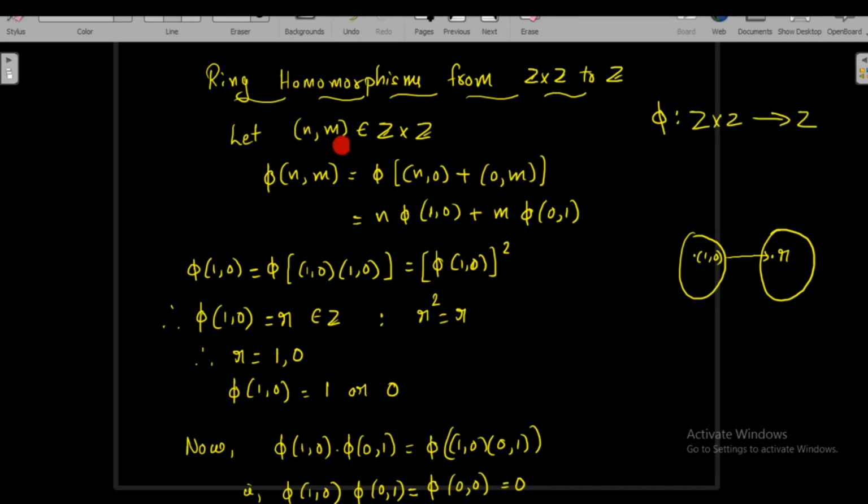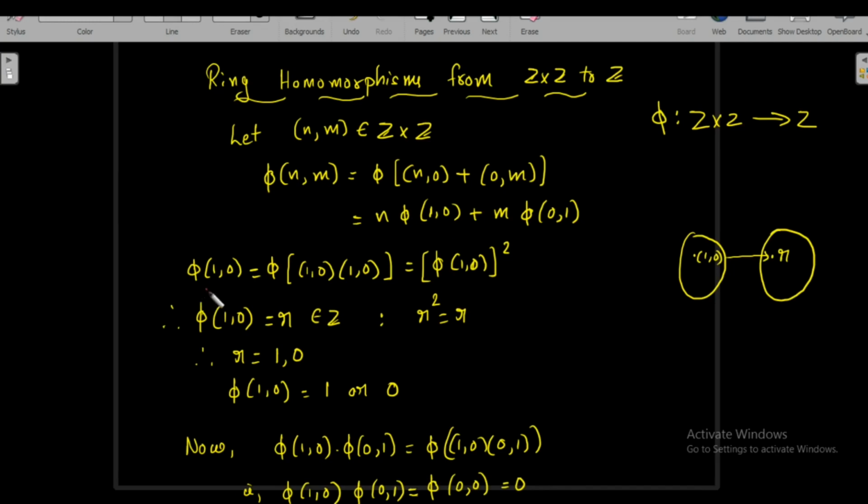So we have to choose an element (n,m) belonging to ℤ × ℤ, and we have to define φ(n,m). And what is φ(n,m)? It can be written as φ((n,0) + (0,m)). By the first property of ring homomorphism, this is equal to φ(n,0) + φ(0,m), which is equal to n times φ(1,0) plus m times φ(0,1). So, to define φ(n,m) for any integers n, m belonging to ℤ, it is enough to define φ(1,0) and φ(0,1).